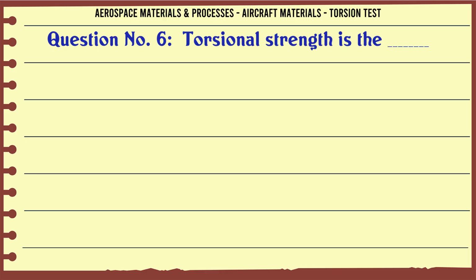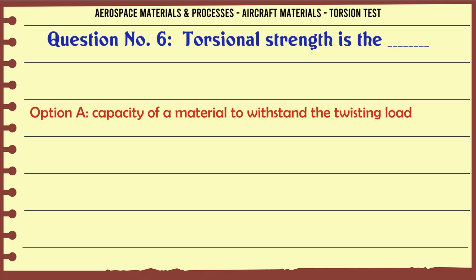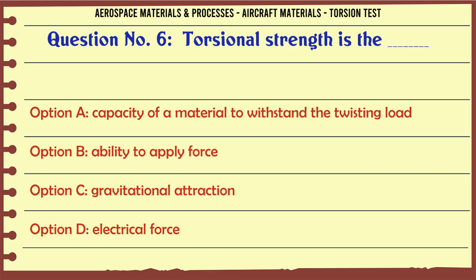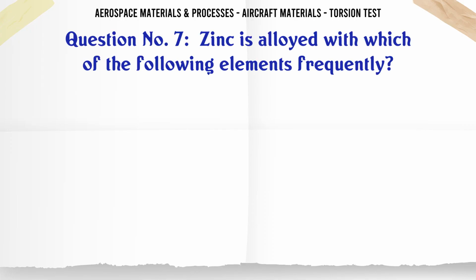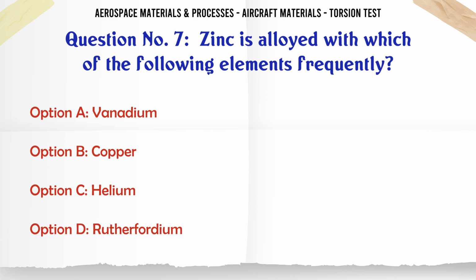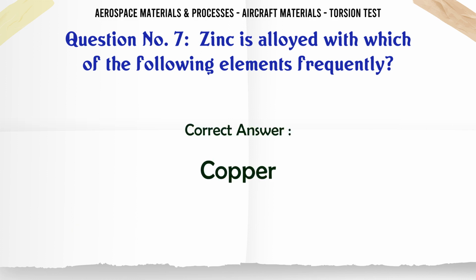Torsional strength is the A. Capacity of a material to withstand the twisting load, B. Ability to apply force, C. Gravitational attraction, D. Electrical force. The correct answer is capacity of a material to withstand the twisting load. Zinc is alloyed with which of the following elements frequently? A. Vanadium, B. Copper, C. Helium, D. Rutherfordium. The correct answer is copper.